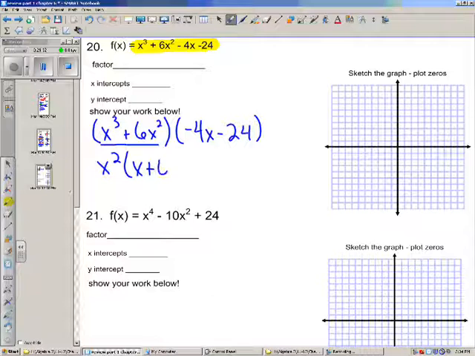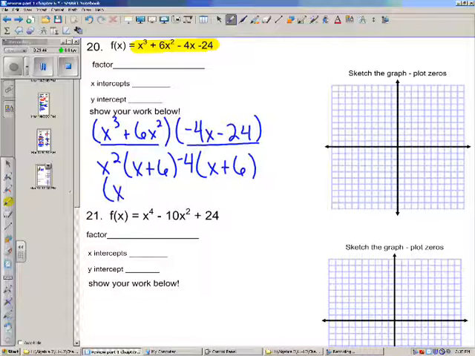which leaves me with x plus 6. So when I go to the second set of parentheses, I'm also going to have an x plus 6. And what am I taking out of my second parentheses to get there? That would be negative 4. So my final parentheses become the matching set, x plus 6, and the stuff on the outside, x squared minus 4. So I'm just going to write that up here.